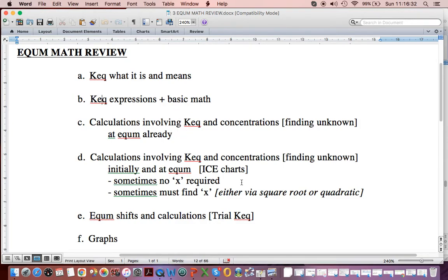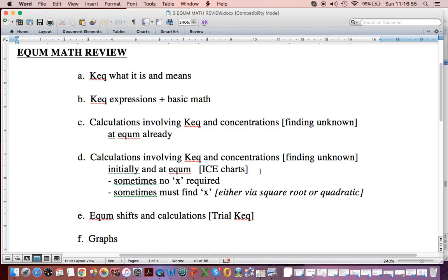For D, probably the hardest section we're looking at, this is the math where you are starting under some conditions, but you're moving to equilibrium. And as soon as that's the case, you have to use an ICE chart. I for initial, those will be supplied typically in the question. C, the change, somehow you have to figure it out.